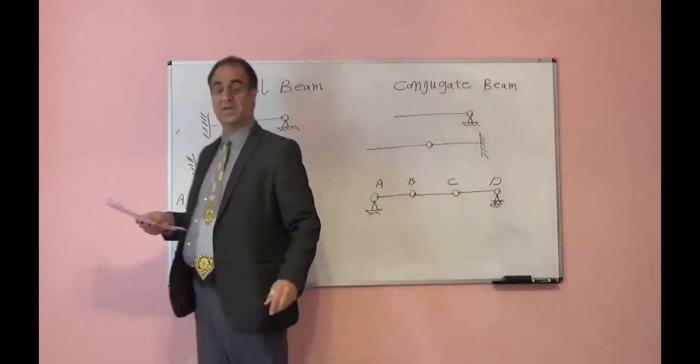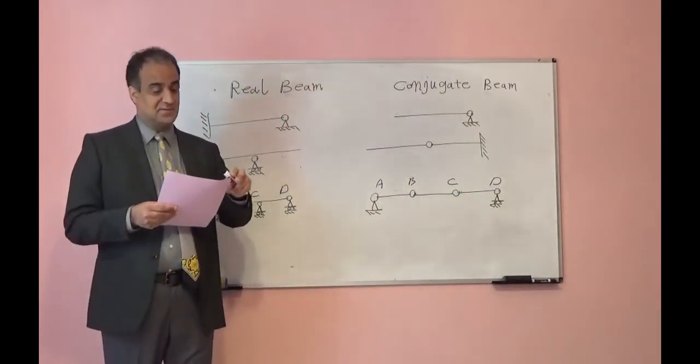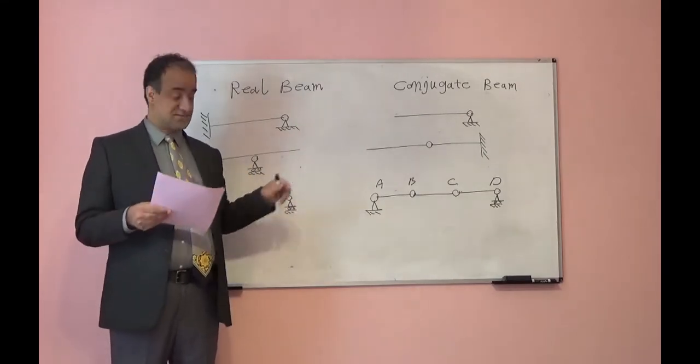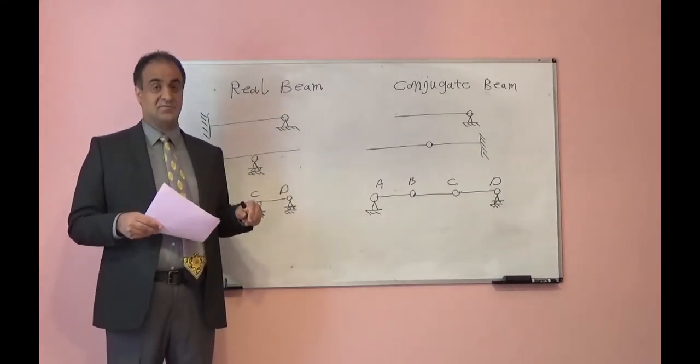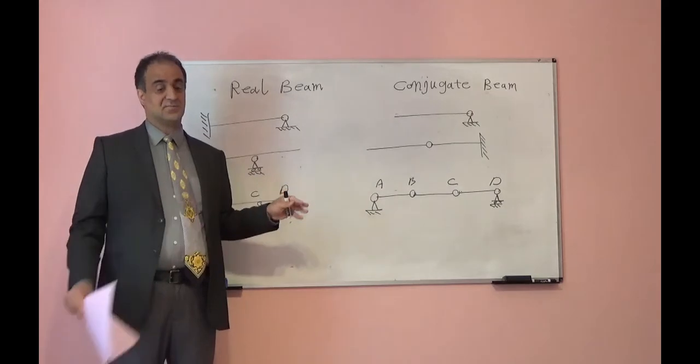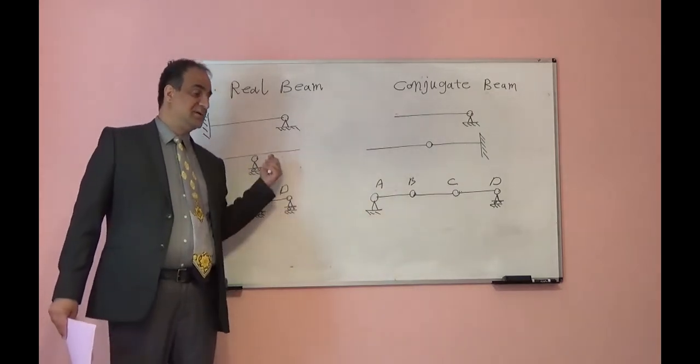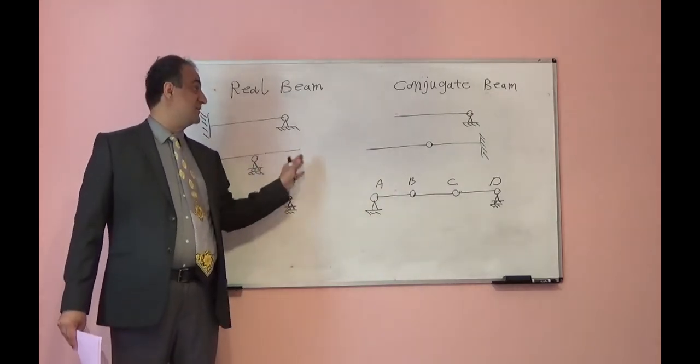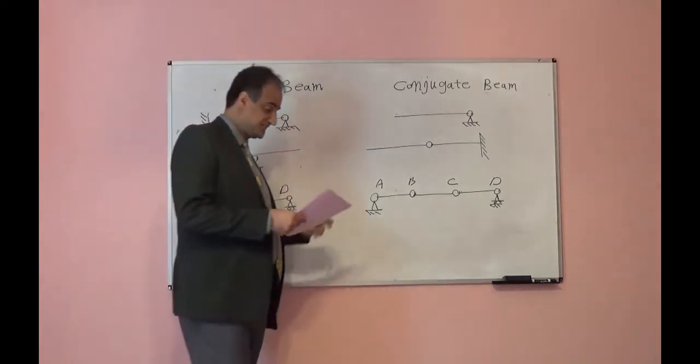You should pay attention to the concept. Then, if you practice, it is easy to figure out what the real beam is and what the conjugate beam is. If we have the conjugate beam, we can draw the real beam. If we have the real beam, we can draw the conjugate beam.